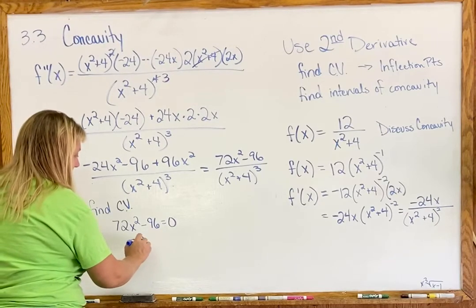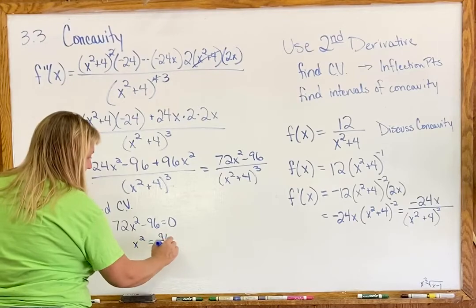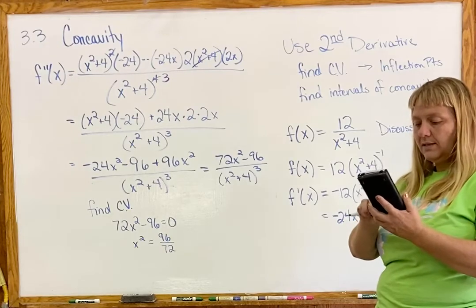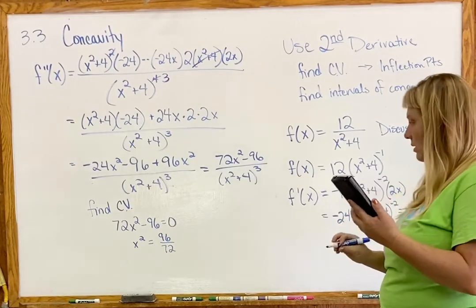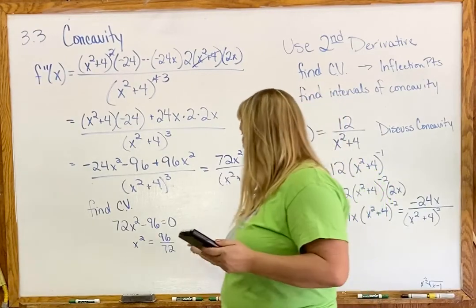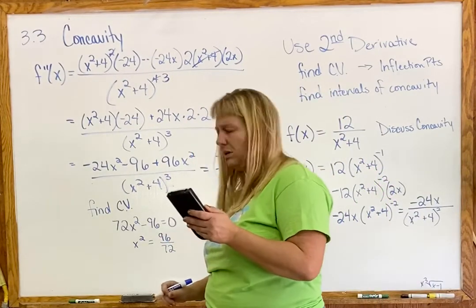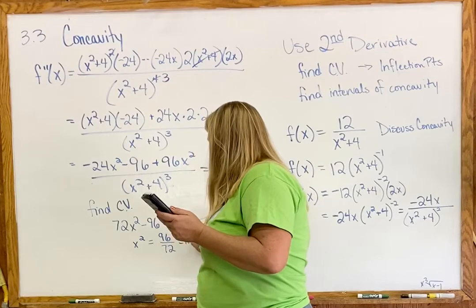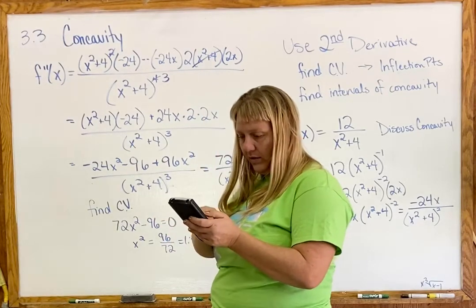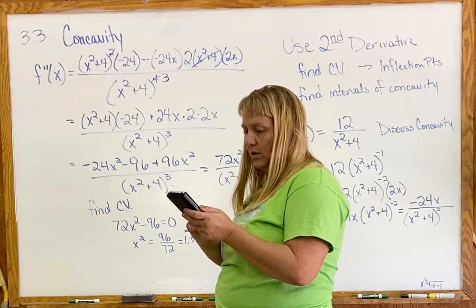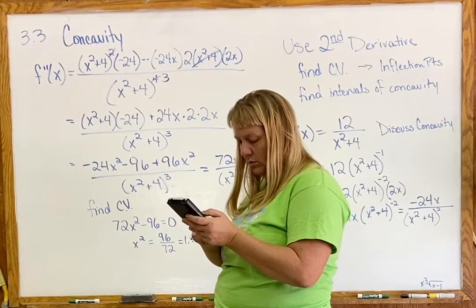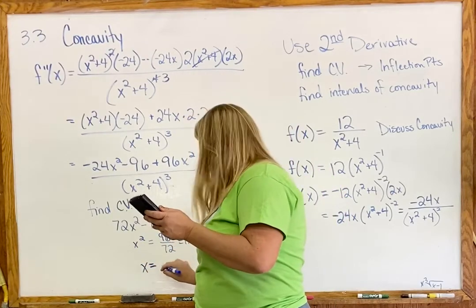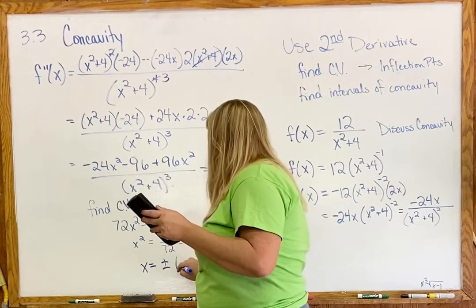Okay, so x squared equals 96 over 72. 96 divided by 72. That is going to be, I don't want to do this. Or we'll just do it in decimal. So that is going to be 1.33333, a bunch of threes, and then we need to take the square root of that. Okay, so I've got x is equal to plus or minus, don't forget the plus or minus, 1.15.